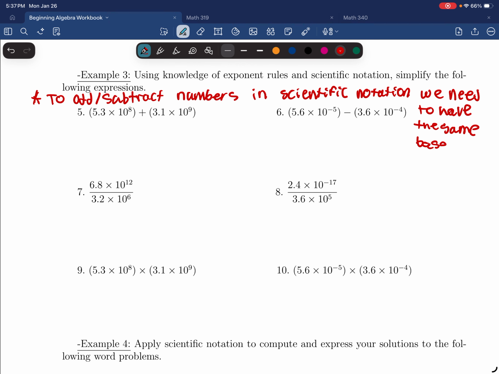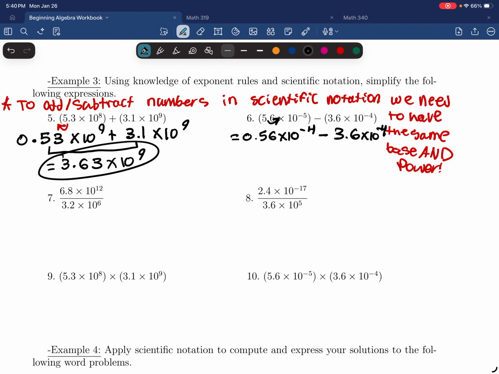So we're going to get 0.56 times 10 to the negative 4th power minus 3.6 times 10 to the negative 4th. And now because our exponent's the same, all I have to do is take 0.56 and subtract 3.6 from that. And that ends up becoming negative 3.04. And then we're going to carry along that times 10 to the negative 4. And that's your answer.